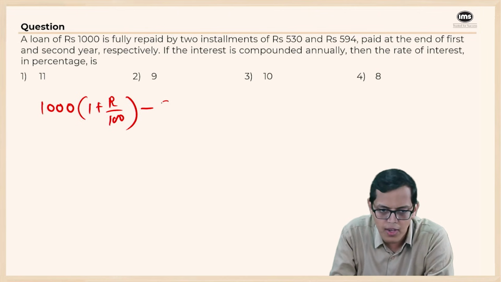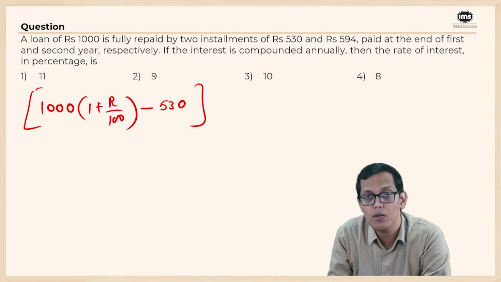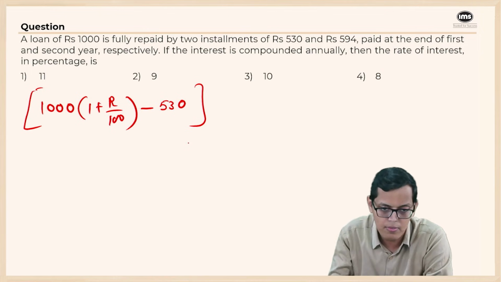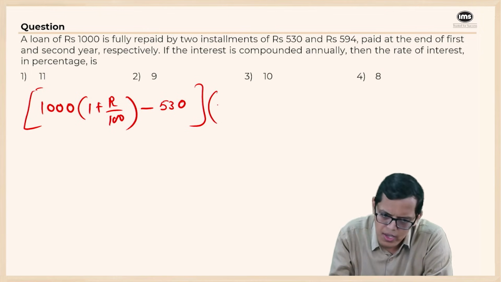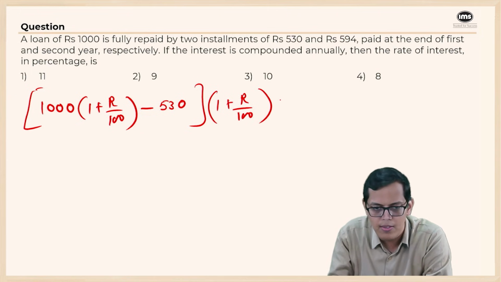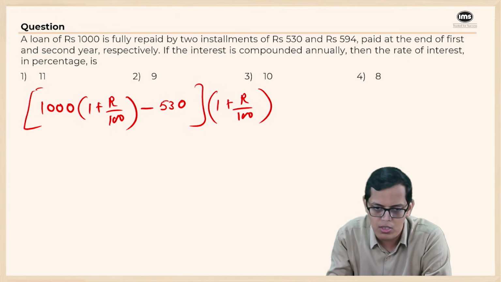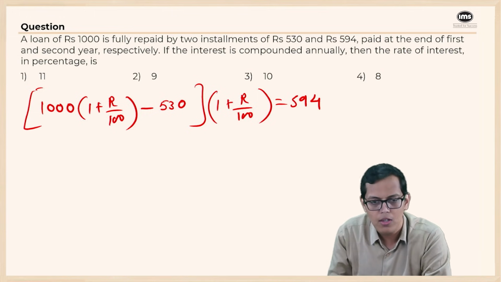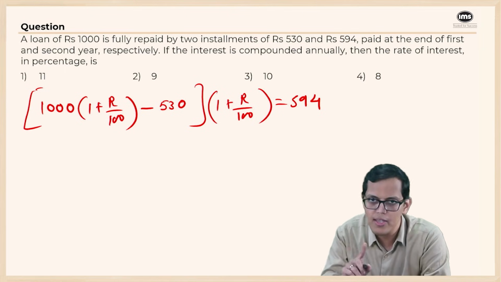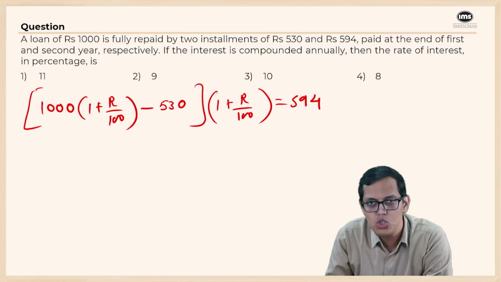You paid 530 rupees at the end of first year. That means this square bracket represents the amount outstanding at the end of first year. The remaining amount again increased by R percentage, and this here on the screen is the total amount to be paid at the end of the tenure, which actually is 594. Now we have to solve this equation. If we solve, we get the answer, which is possible, but it's very time consuming considering the 40-minute time constraint in the actual CAT paper.